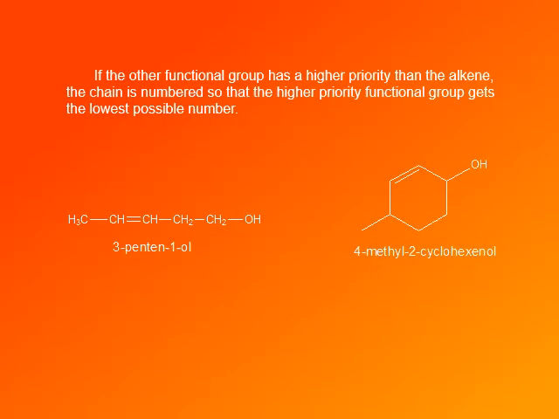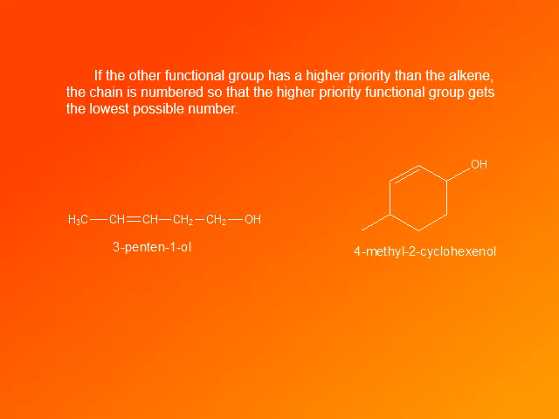If there is another functional group in a molecule that has priority higher than the alkene, then the chain is numbered so that the higher priority functional group gets the lowest possible number. At present, pretty much the only such functional group that you are aware of is the alcohol functional group, hydroxyl group. So we number the chain so that hydroxyl group gets the smallest possible number. We ignore the double bond and simply assign the smallest possible number to the OH group.